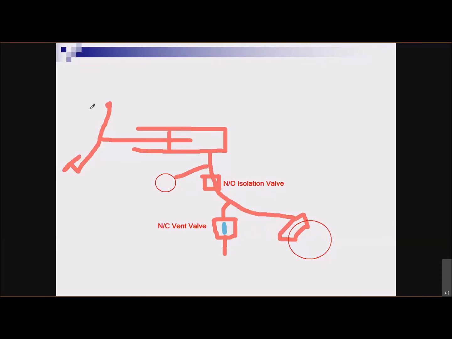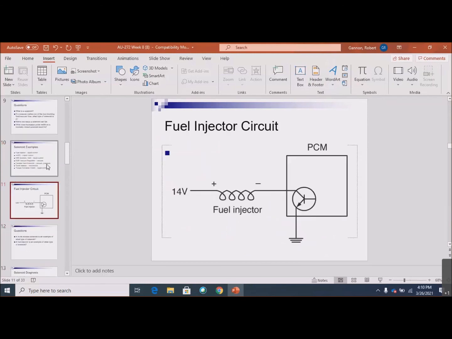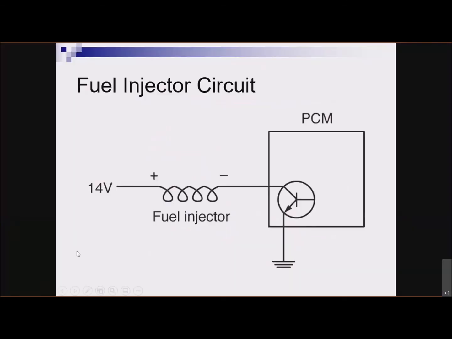So I am just going to erase this entire slide, I think. See if I can. And it's gone, okay. And then just here's an example of a fuel injector circuit. I just threw this in at the end. So let's talk about it. This thing is a solenoid. So they're showing us the solenoid coil here, right?